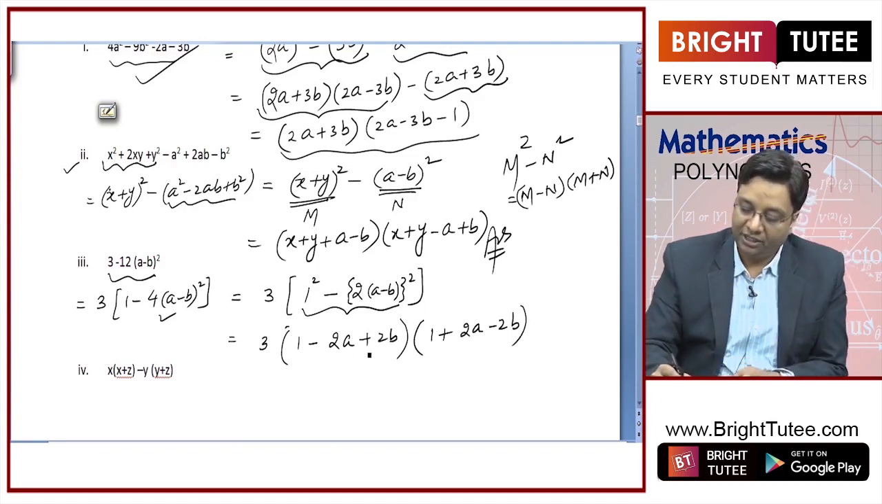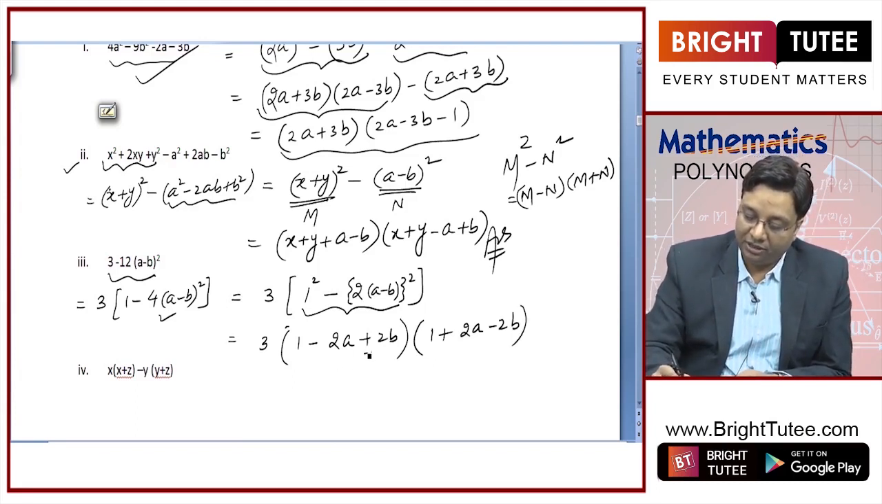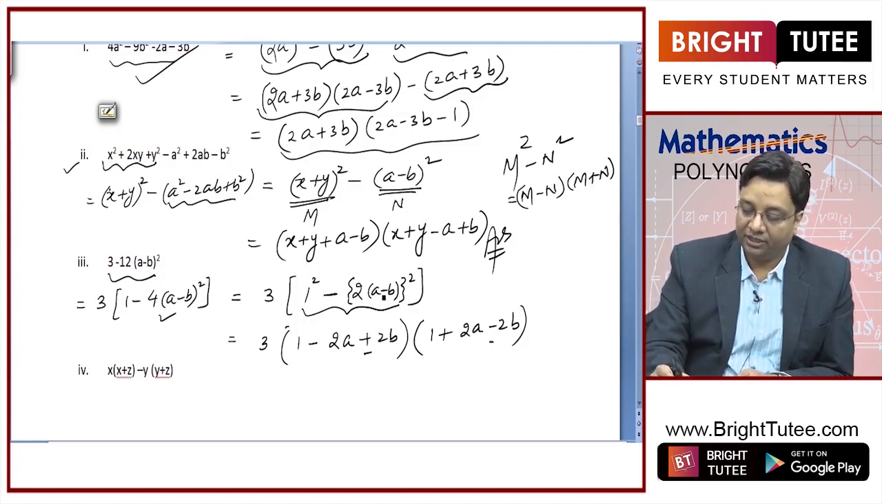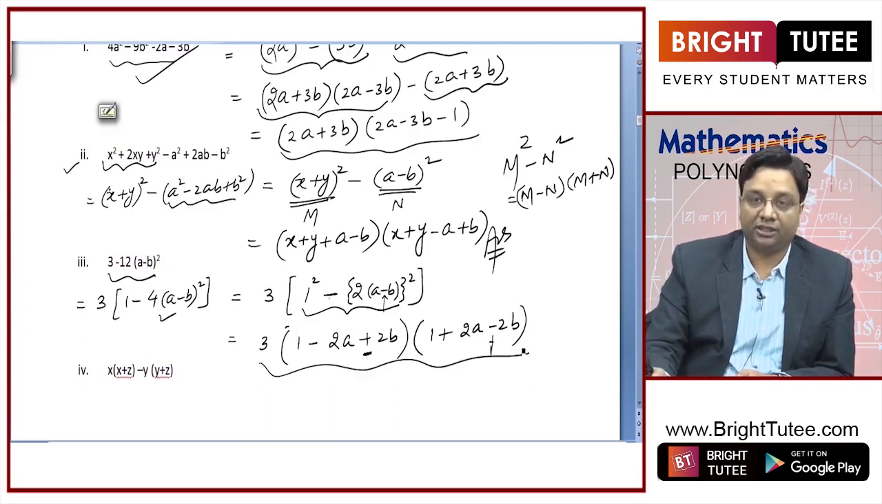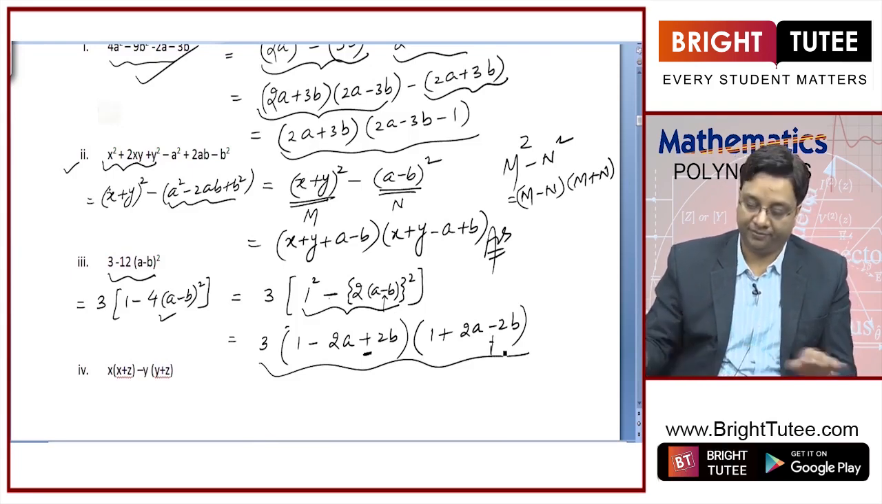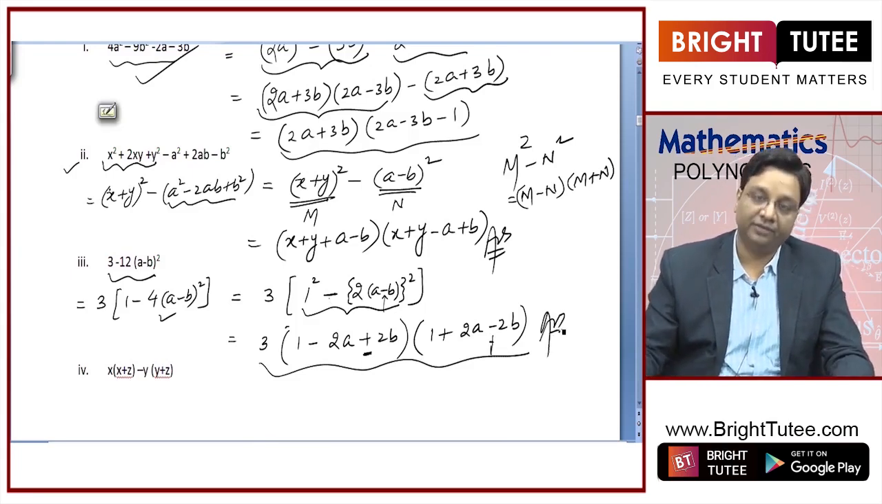Okay, and you need to do this carefully because you need to take care of these signs. When this negative sign is there, negative negative will be plus 2b, as in this case, right? When this will become positive, then it will be negative sign for b. So take care of the sign while solving this question, and this will be the factorized form.